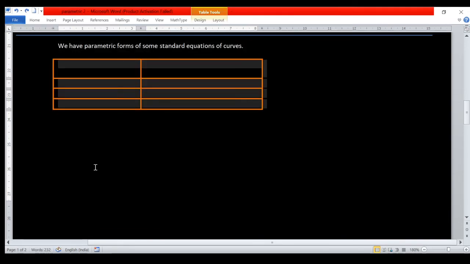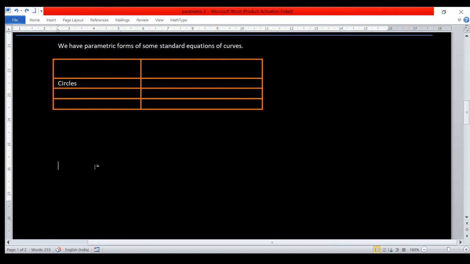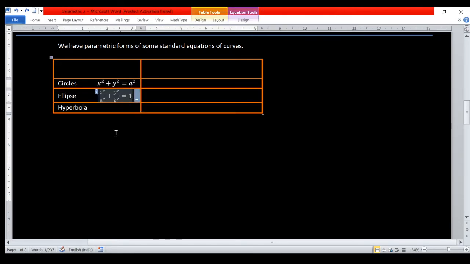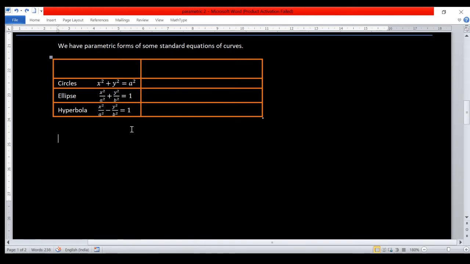So we have parametric forms of some standard equations of curves. I collected very few: circle, ellipse, hyperbola. So I collected only three. See, this is the equation of circle: x square plus y square equal to a square, center at origin, radius is a. Another one: x square by a square plus y square by b square equal to 1, center at origin. Then the equation of hyperbola. So this is the regular approach. We know these equations from 11th standard. I'm going to give the parametric form of these curves.